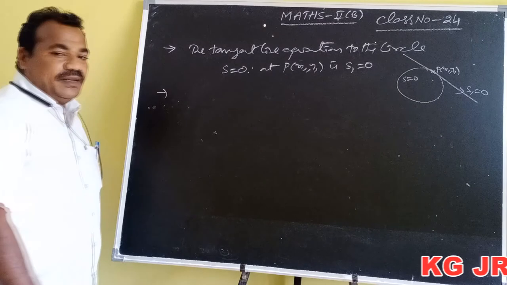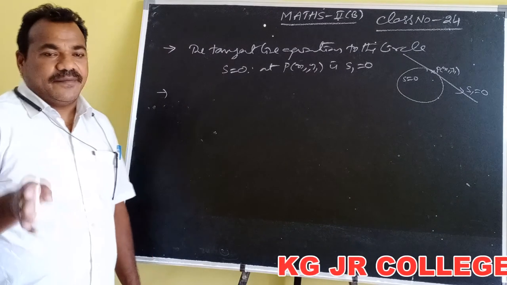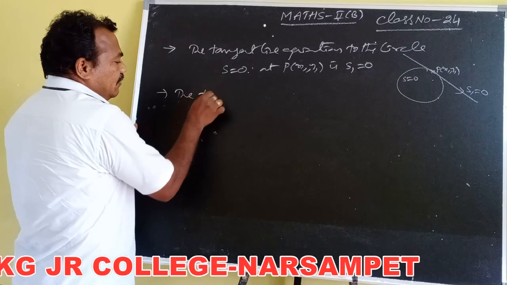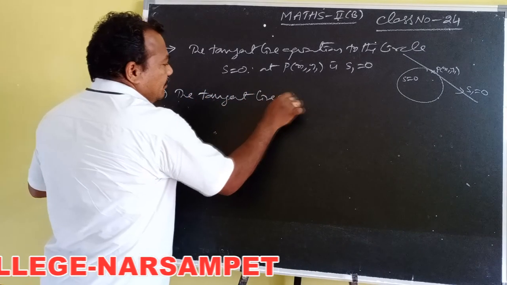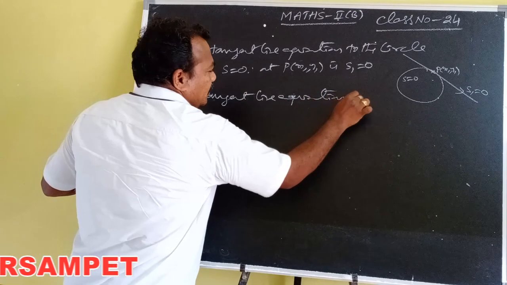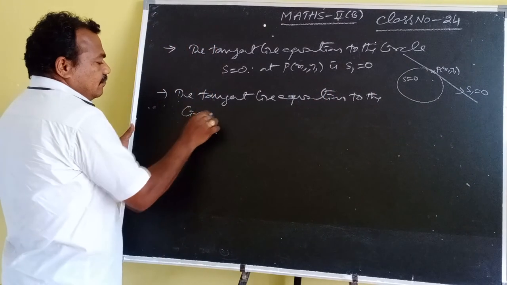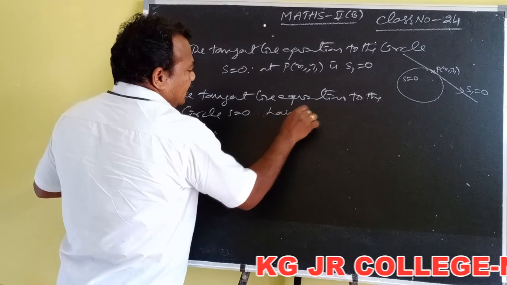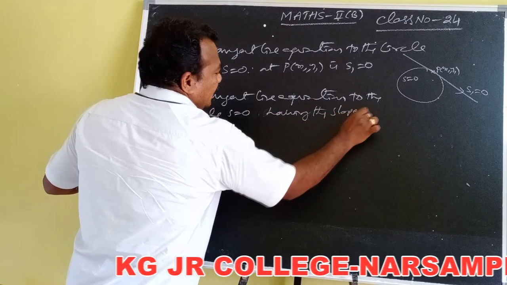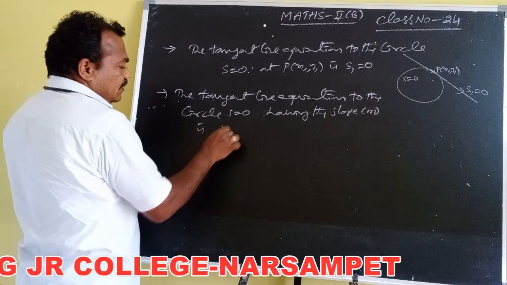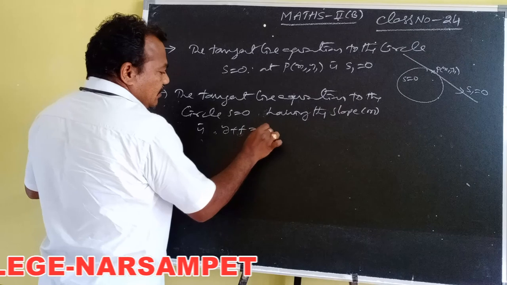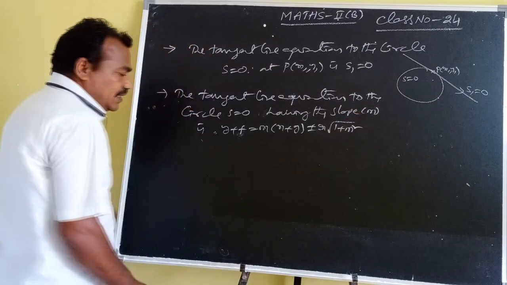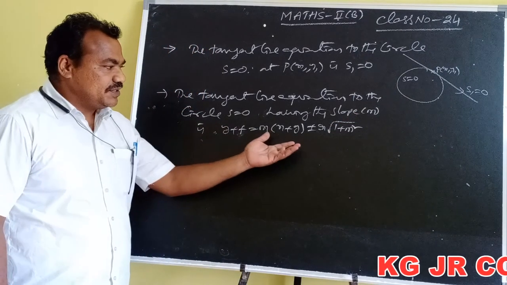Yes, whenever we know the radius of the circle and the slope of the tangent, then the tangent line equation to the circle S = 0 having the slope m is y + f = m(x + g) ± r√(1 + m²). Yes friends, these are the tangent line equations to the circle.